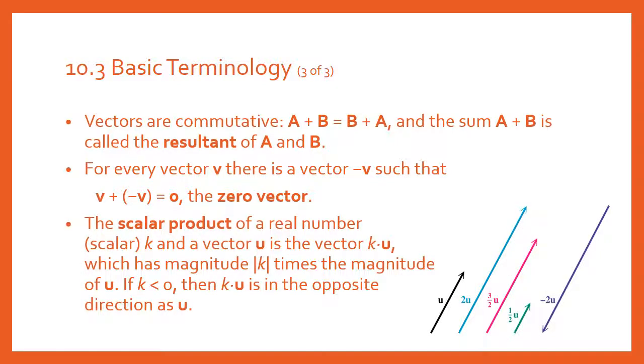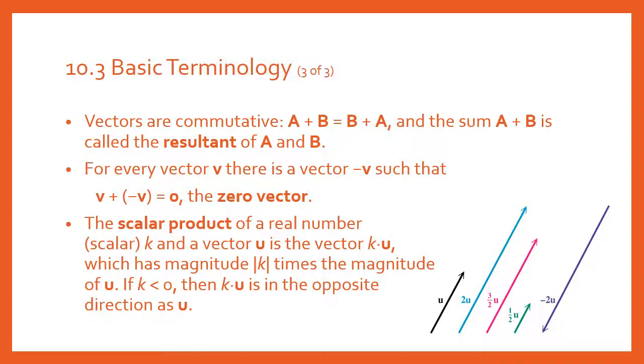The scalar product of a real number k, which is a scalar, and a vector u is the vector k times u. It has a magnitude of k times the magnitude of u. If k is negative, then ku is in the opposite direction as u.